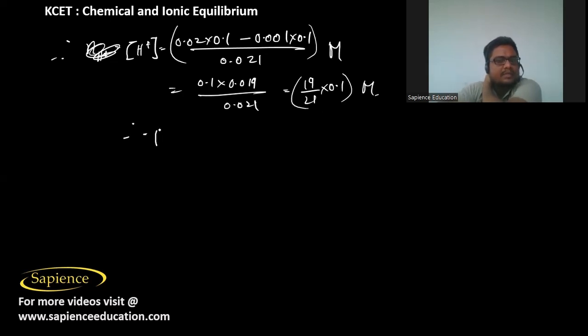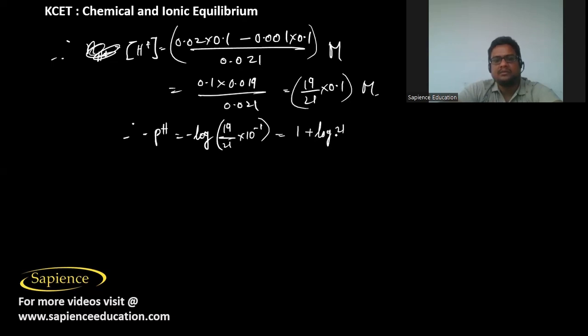Therefore pH equals minus log of the H plus ion concentration, that is 19 by 21 into 10 power minus 1, which is actually 1 plus log 21 by 19. So which is slightly more than 1. So it is not equal to 1.